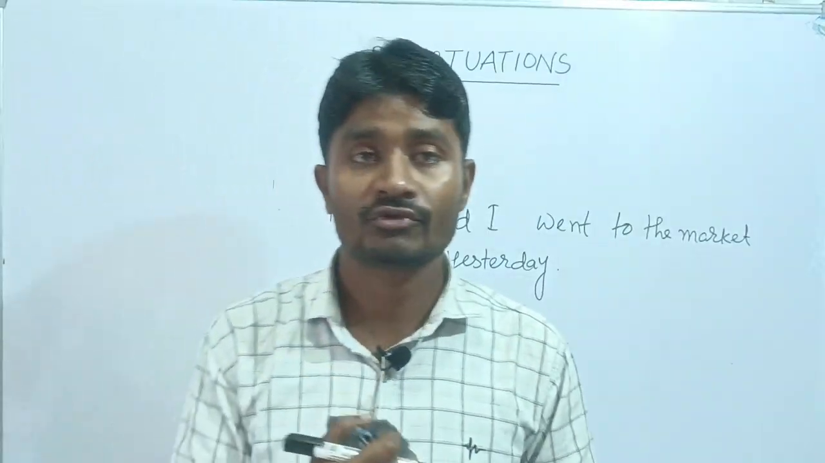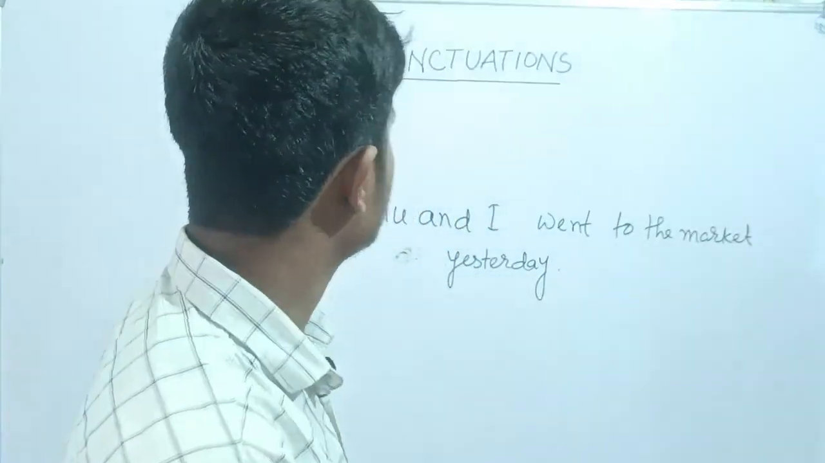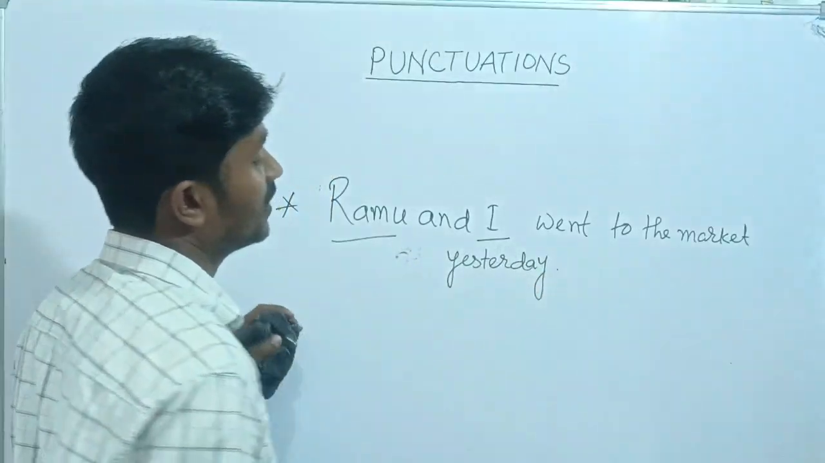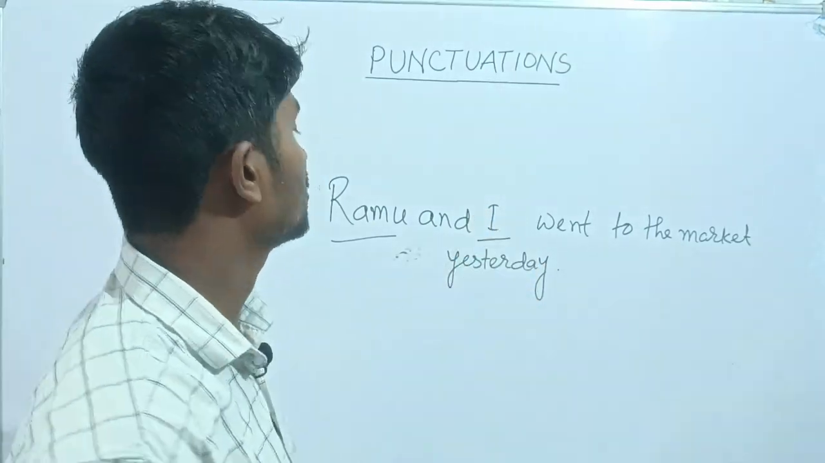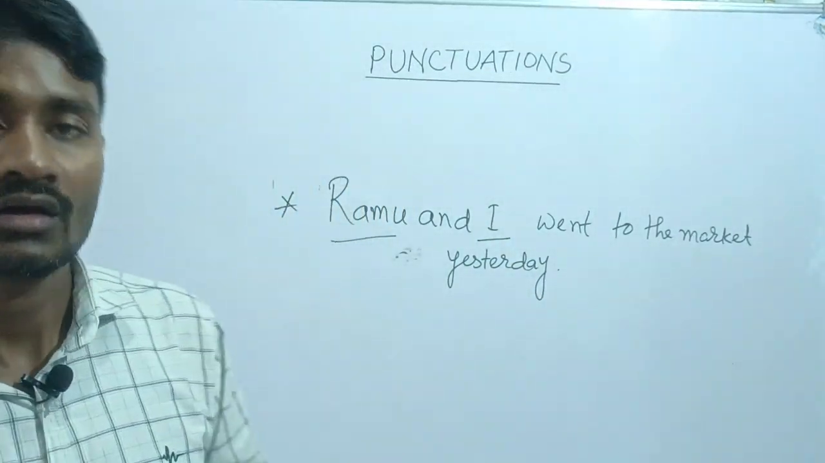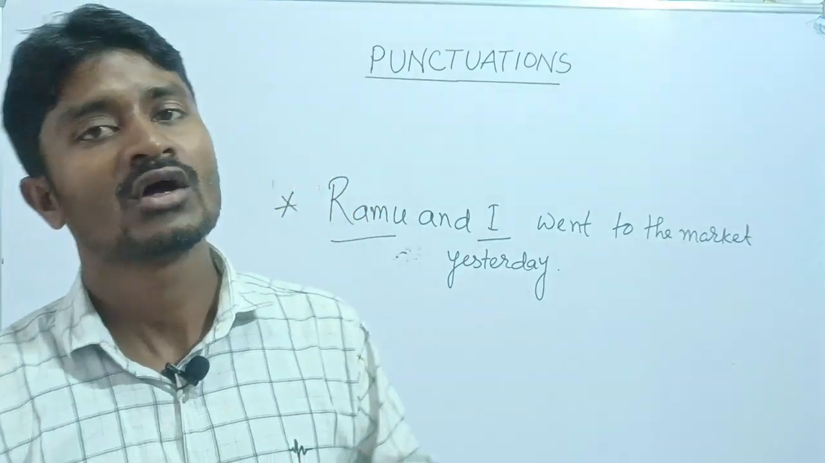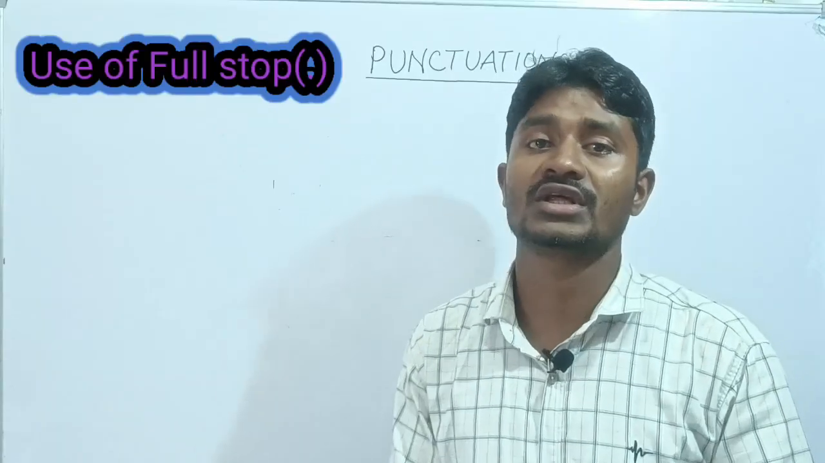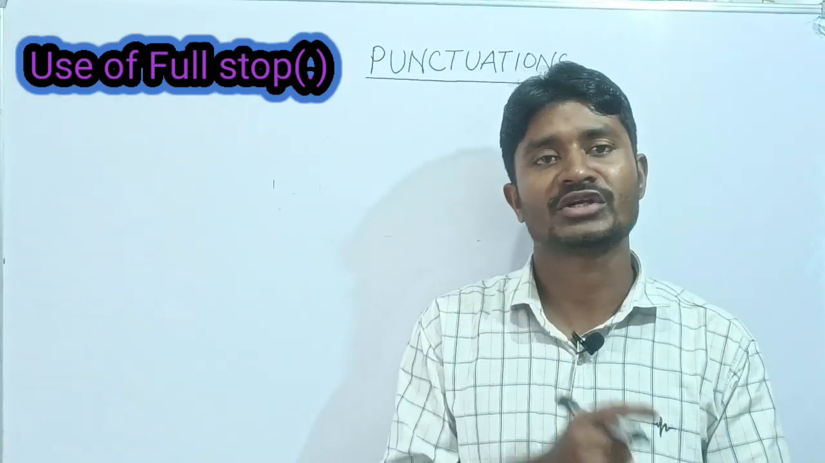One more thing we should remember, the pronoun I is always written in capital letters. For example, you can see here the sentence, Ramu and I. Here I is the pronoun, so I wrote here in capital letters. Ramu and I went to the market yesterday. So we should always remember that I is always written in capital letters, though it is in the middle of the sentence. So the full stop is mostly used at the end of the declarative sentence and the imperative sentence.